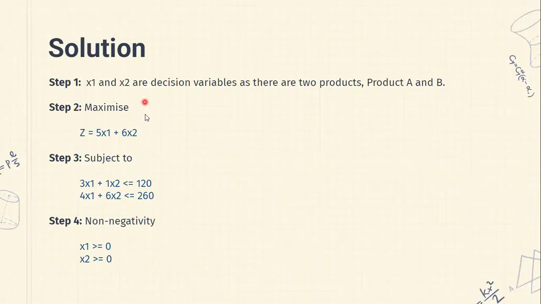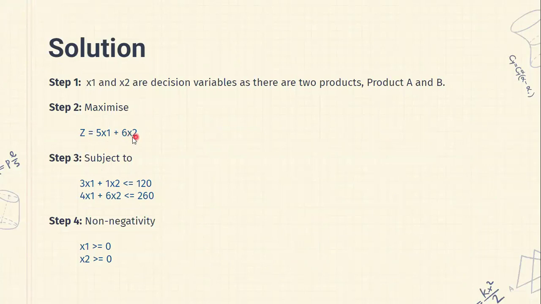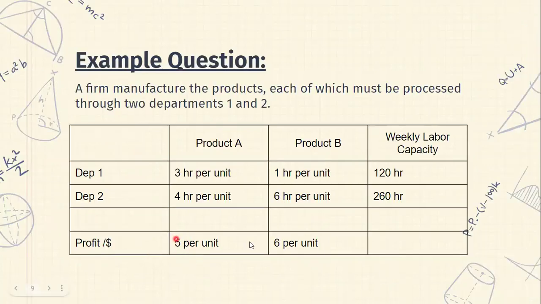Now, step number two is to maximize. Since the question was of maximizing, we would write the equation as z equals ax1 plus bx2. Remember, over here, a and b are your profit. Whatever the profit of product A is would be the constant for x1, and whatever the profit of product B is would be the constant for x2. As you can see, the equation is 5x1 plus 6x2, the same as the profit, 5 and 6.